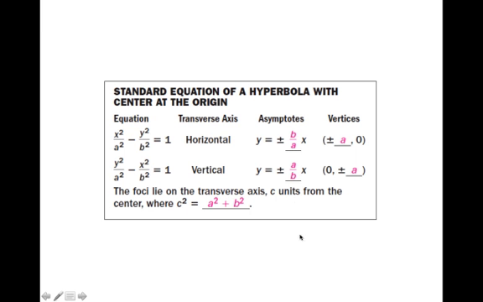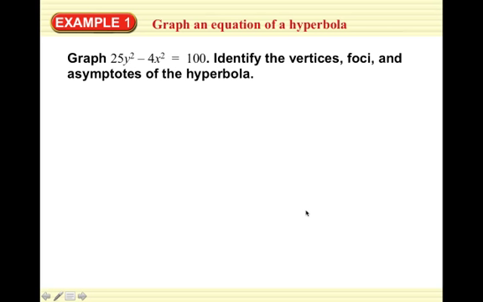The foci lie on the transverse axis, c units away from the center, so that's just like the ellipse. What's different from the ellipse is that c squared equals a squared plus b squared. So it's going to be very important you keep in mind whether you're working with ellipses or hyperbolas, which formula you use for c squared. Okay, so we're working with hyperbolas today, so it's c squared equals a squared plus b squared.